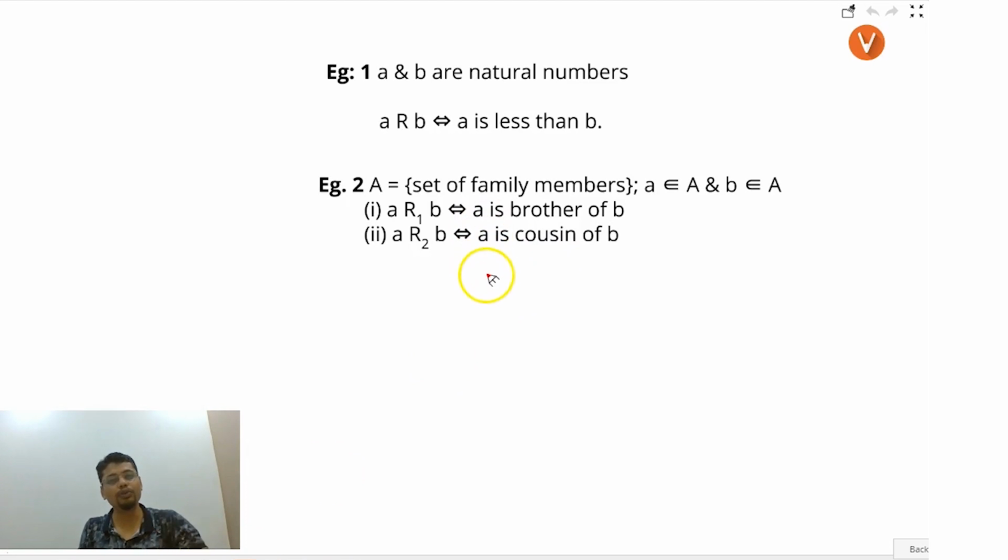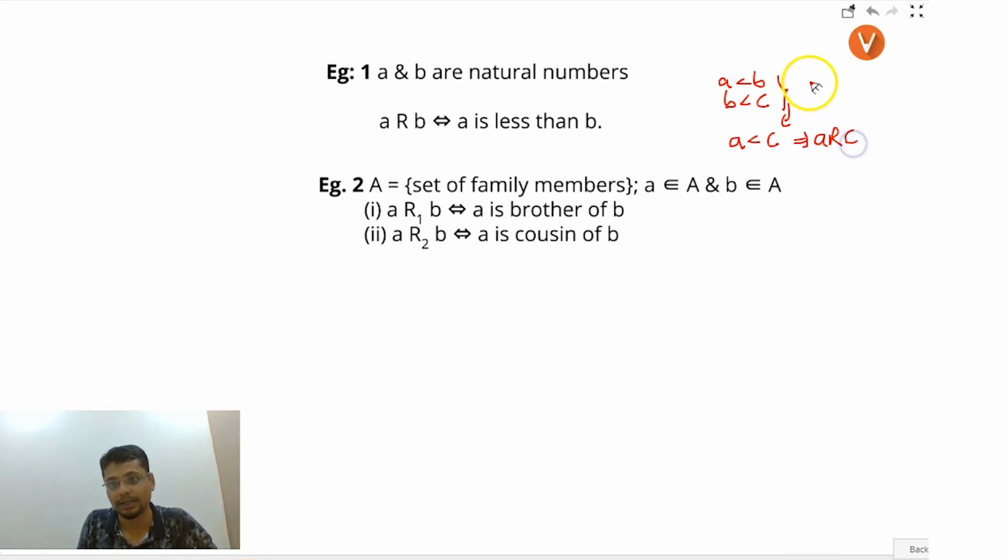All right, a few examples of transitive relations. A and B are natural numbers. A is related to B if and only if A is less than B. Now this is transitive. How? Say A is less than B and B is less than C. This would imply that A is less than C. That means A is related to C. So if A is related to B and B is related to C, this implies A is related to C. So this is a transitive relation, hence the example for it.